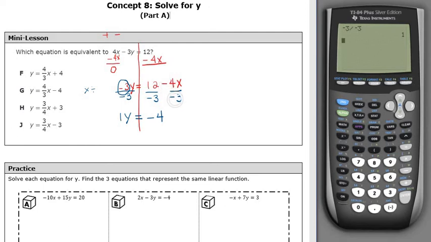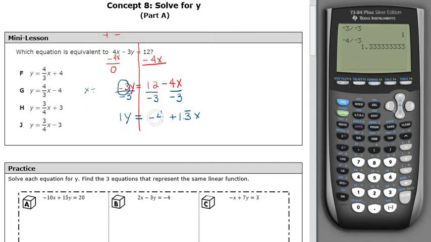-4x divided by -3. What's that? Alright, let's use our calculator. -4 divided by -3, that's 1.3 repeating x. Alright, let's look at our answer choices.